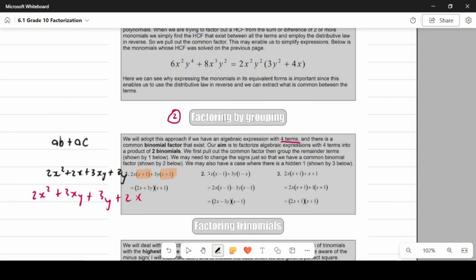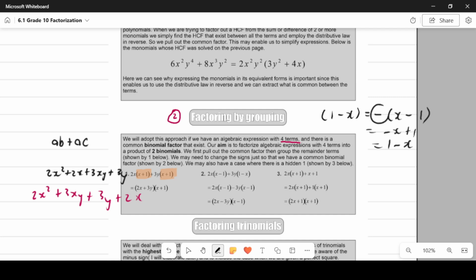Let's look at another type of question. See here, you have 2x into x minus 1 plus 3y into 1 minus x. See here, you don't have a common binomial factor. So what we do, and this is very important, you see in the brackets, watch here, I can say 1 minus x is the same as minus into x minus 1. Because if I say minus times a plus x is minus x. Minus times a minus 1 is a plus 1. So therefore we have 1 minus x. We're basically extracting a minus 1. This is what we call the change of sign rule.